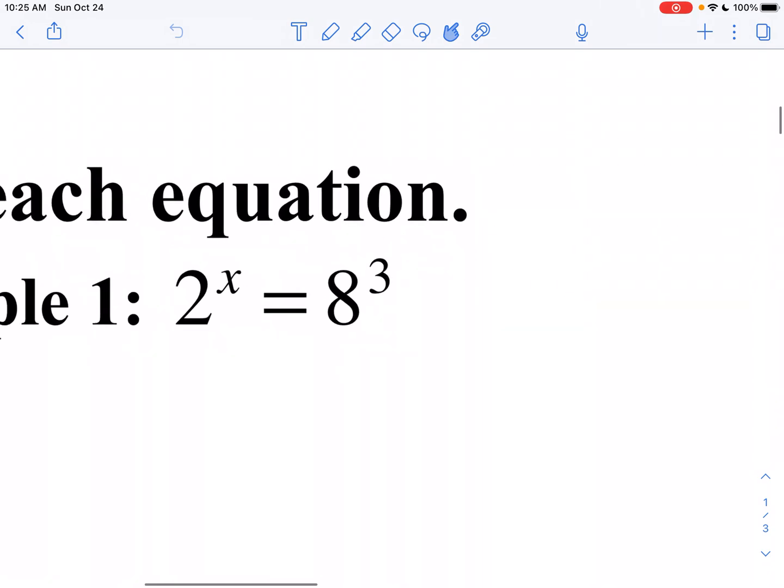So if we look at example 1 here, I've got 2 to the x equals 8 to the 3rd. Notice my bases aren't the same right now. I need to make them the same. So I'm looking for a common factor. Can I write 8 as a power of 2? And if I can't, can I write both of them as a power of something else? Well, in this case, 8 is a power of 2.